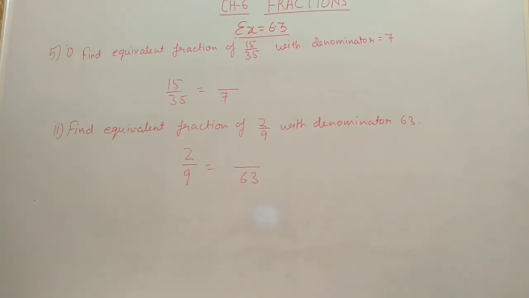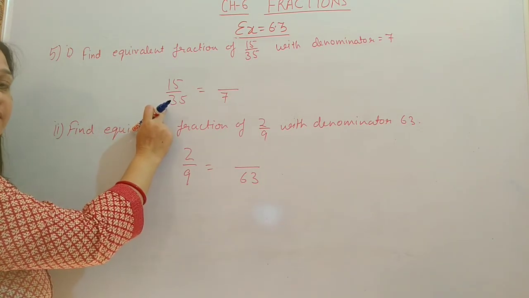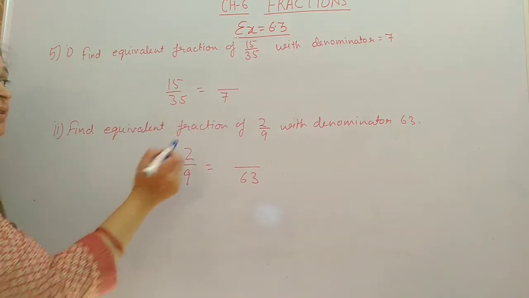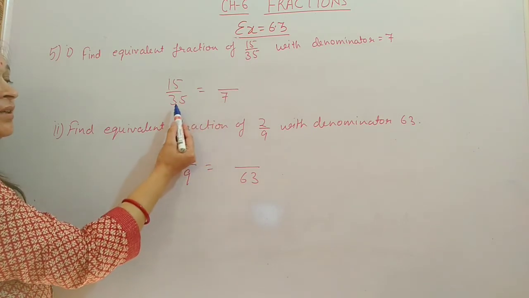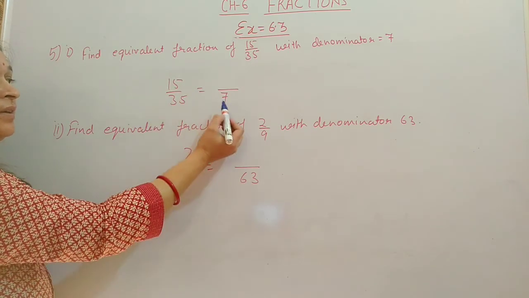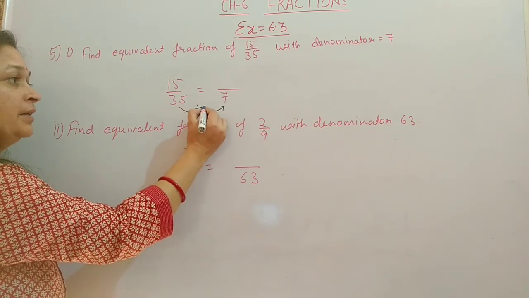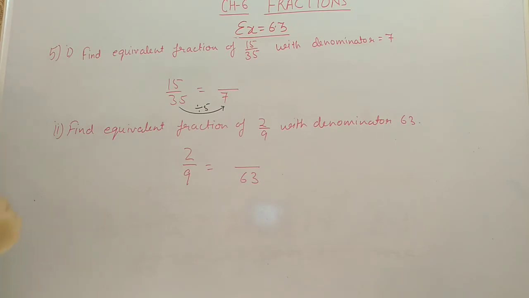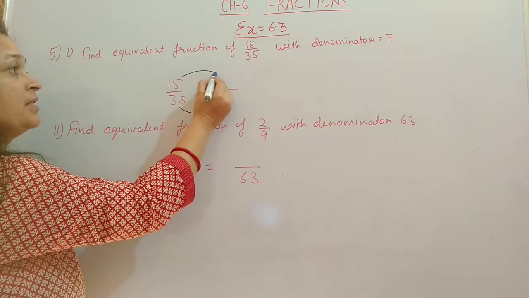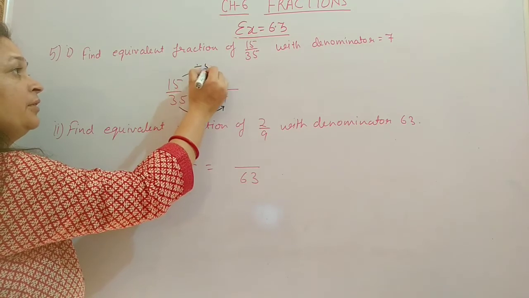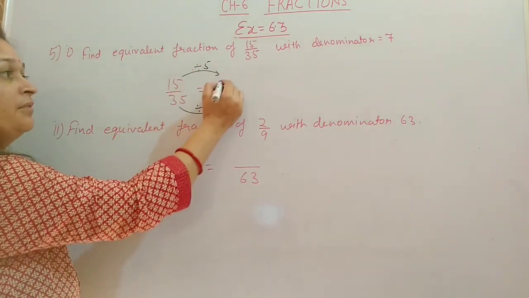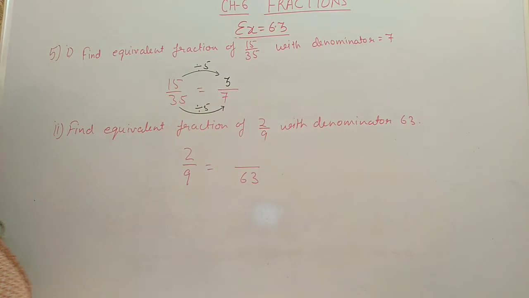Next, question number 5, first part: find the equivalent fraction of 15 by 35 with denominator 7. So you can see here we have denominator 35, here we have 7. So if we divide 35 by 5, then we get 7. It means for the numerator also we have to do the same thing. We have to divide 15 by 5. 15 divided by 5 is 3. So the equivalent fraction will be 3 by 7 here.